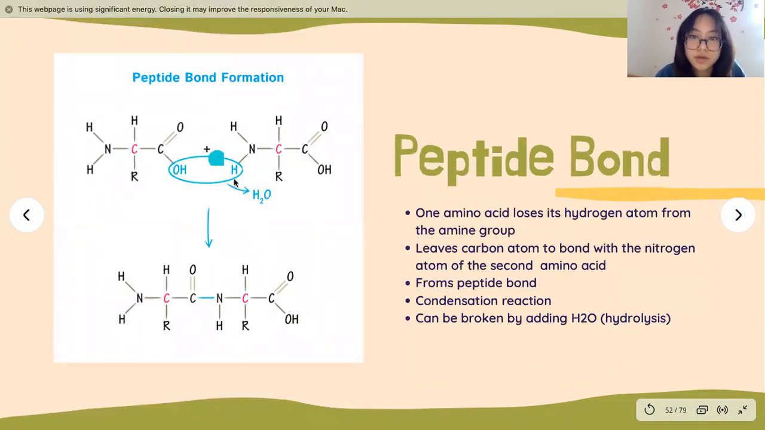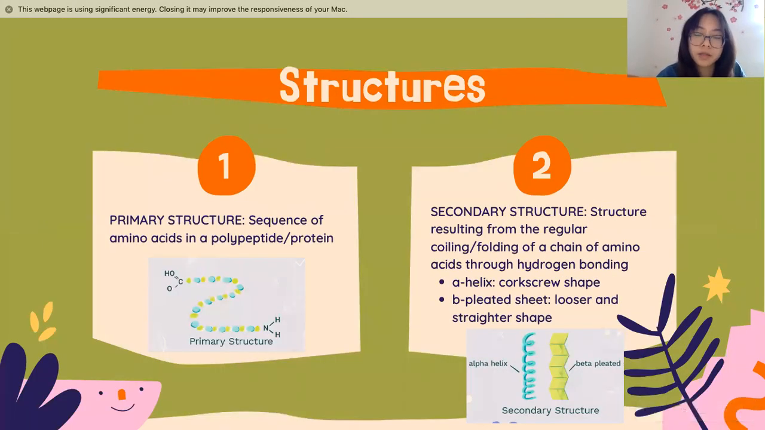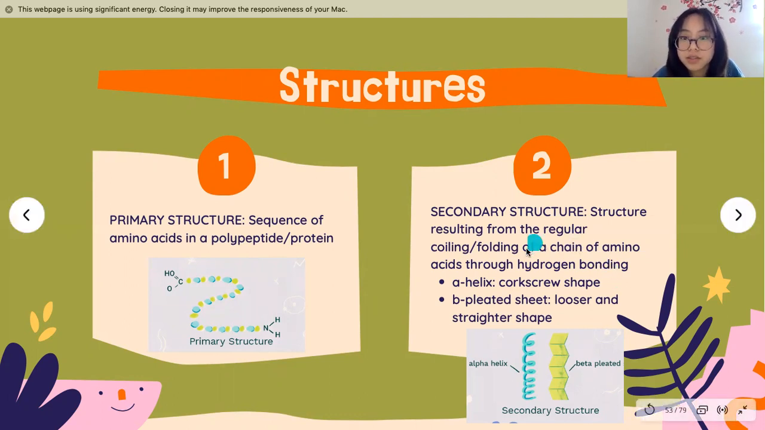They're joined together very similarly to the glycosidic bond, but instead it's a peptide bond. Similarly, they form by a condensation reaction, which is basically an H2O molecule being taken out, and they can be broken up through hydrolysis. So the primary structure is the sequence of amino acids in a polypeptide chain, and the secondary structure consists of the coiling and folding of a chain of amino acids through hydrogen bonding.